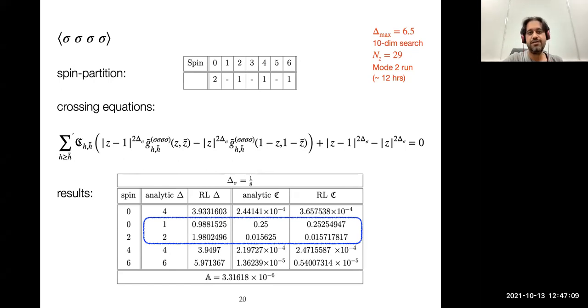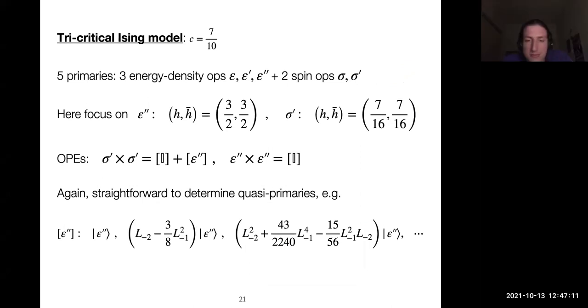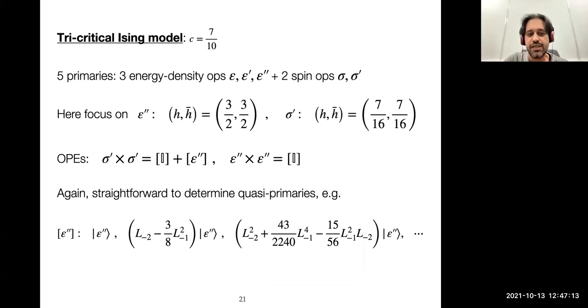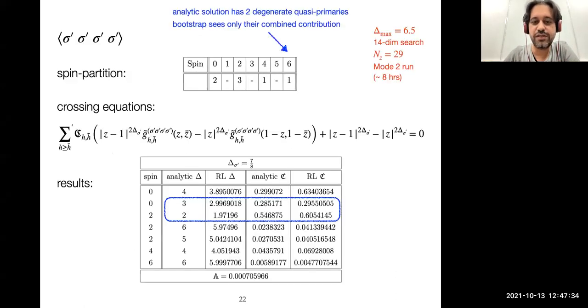Okay, thank you. Then we tried the tricritical Ising model. It's a more interesting theory, as you will see in a moment. It has more operators, but also some of the OPEs here are exactly the same as the ones in the Ising model. And we wanted to see if the code, suitably guided, can differentiate between the two theories.